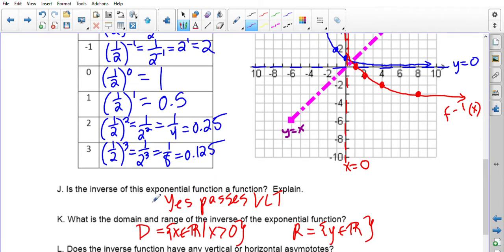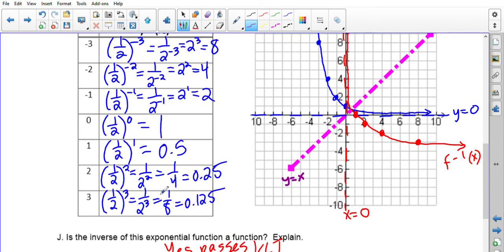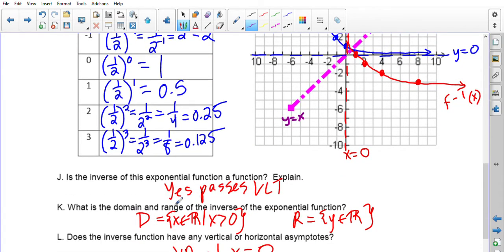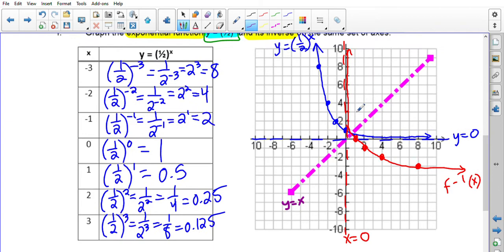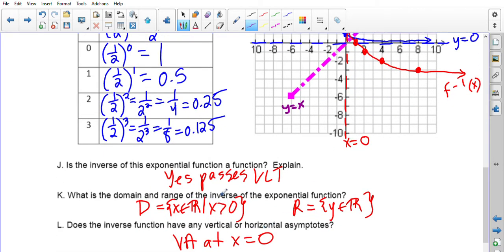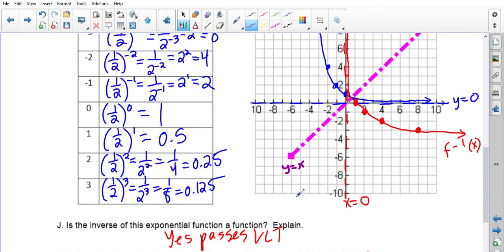So is the inverse of this exponential function a function? Okay, so yes, we can see here that it does pass the VLT. What is the domain and range of the inverse of the exponential function?